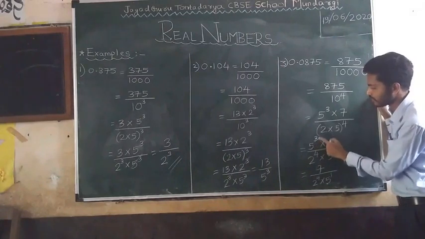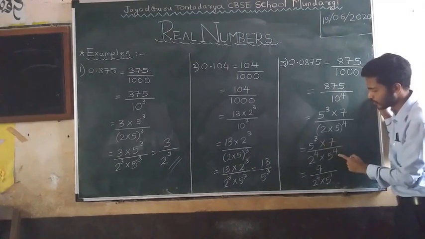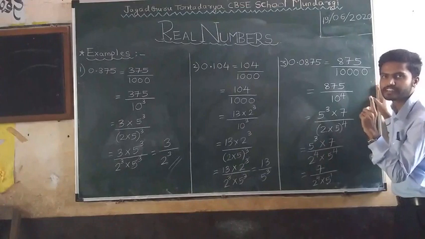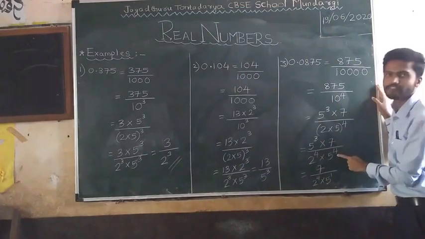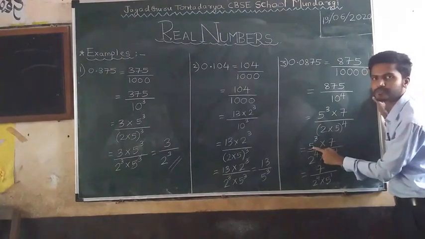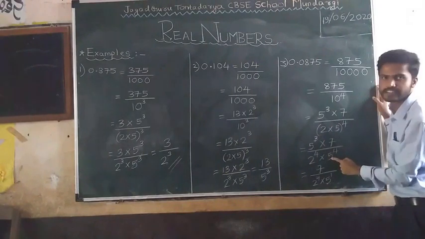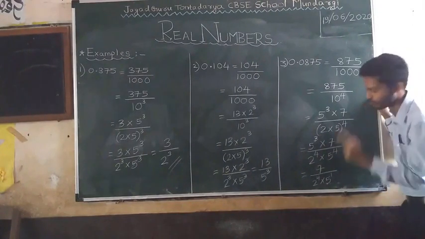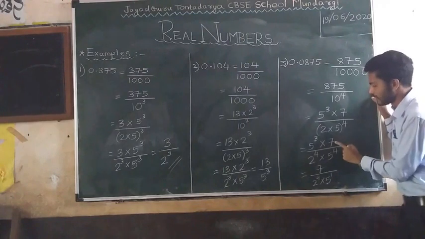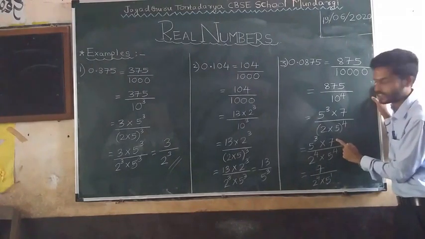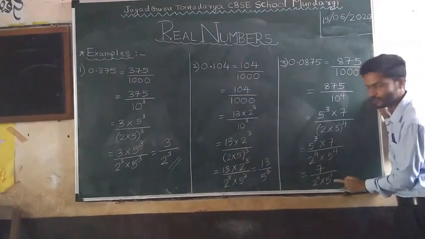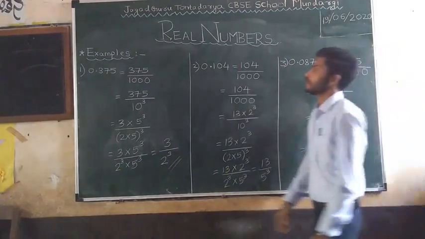Now, 5 raised to 3 and 5 raised to 4. Here we have 5 four times in the denominator and 5 three times in the numerator. So 3 times here and 3 times here get cancelled, and we are still left with one 5 in the denominator. The numerator is as it is: 7 divided by 2 raised to 4 into 5 raised to 1.